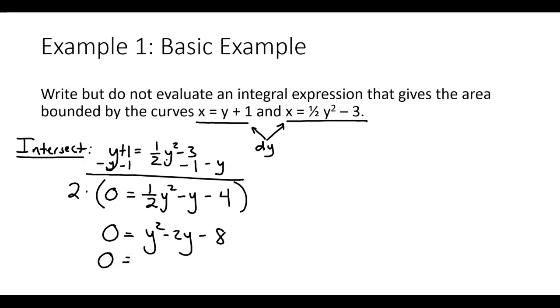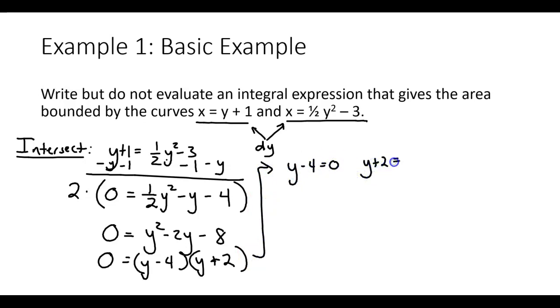That's a trinomial, so we'll try factoring first. And it does factor. It would be y minus 4 and y minus 2. No, y minus 4 and y plus 2. We're going to set each one equal to 0 and solve. So there's one intersection point, they intersect at y equals 4. They also intersect at y equals -2.